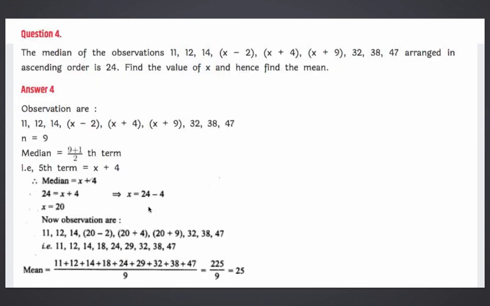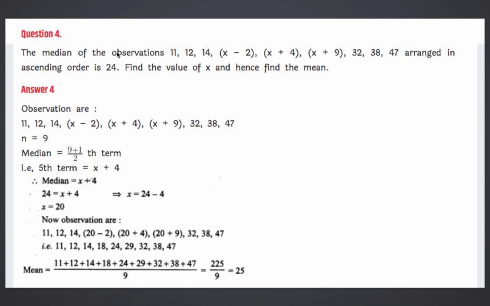The third is homework. Fourth question, see what it says. The median of observations 11, 12, 14, x minus 2, x plus 4, x plus 9, 32, all arranged in ascending order. The question clearly says so because variables are used. How will I know whether the data is in ascending or descending order? That's why they have written that the data is arranged in ascending order. When missing values are there and variables are used in the variates, we cannot say what the value is.